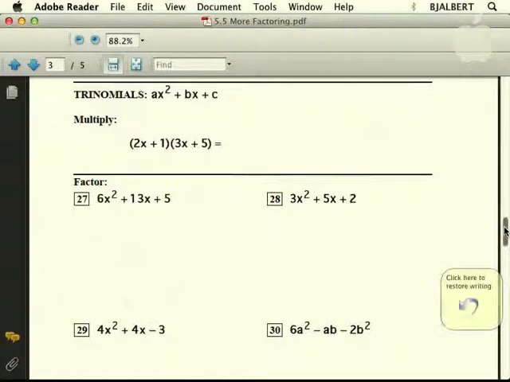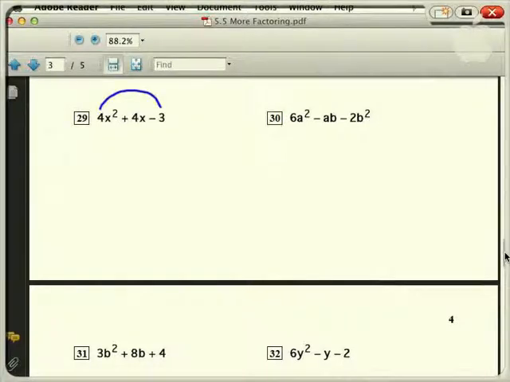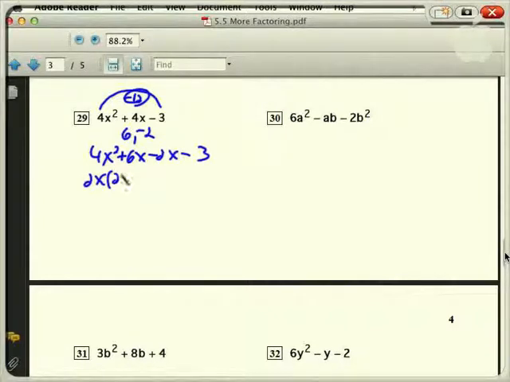Number 29. Four times minus 3 is minus 12. Two numbers that multiply out to minus 12 and add up to 4 would be 6 and minus 2. 4x squared plus 6x minus 2x minus 3. Take a 2x out of the first two. Take a minus 1 out of the last two. Then we can take 2x plus 3 out.